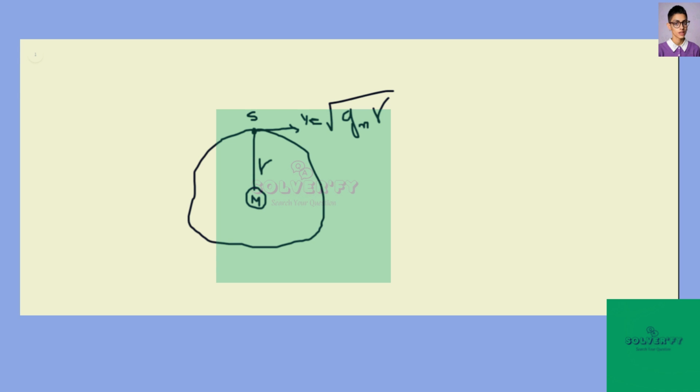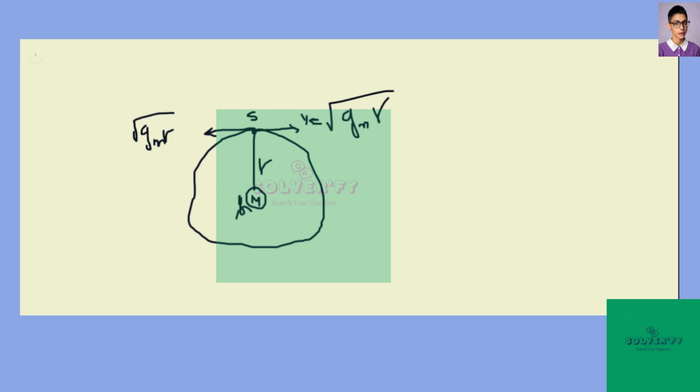Now, a probe is fired from this satellite in the opposite direction. In this direction, a probe is fired from the satellite, and the velocity of the probe with respect to the satellite is also root g M times r. Now, the tricky part is to find out the velocity of the probe with respect to a person who is sitting on the surface of the moon.